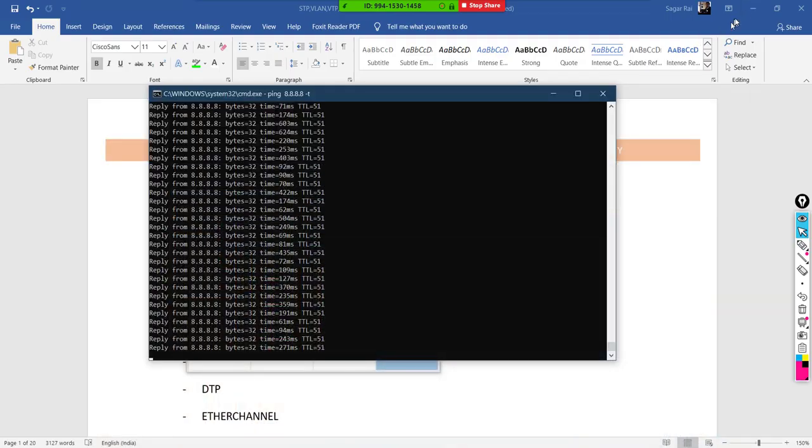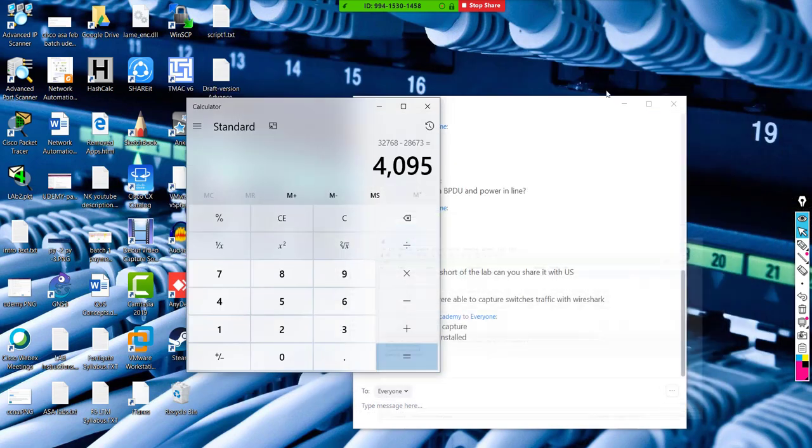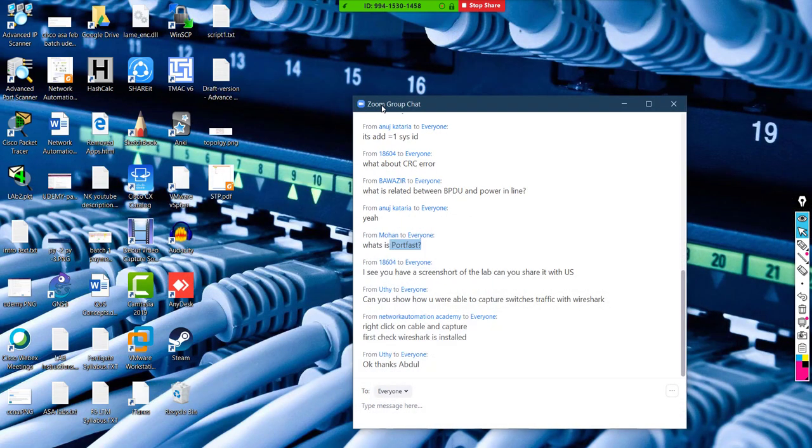Hey Sagar, one quick question. Yes. So you can't change port priority numbers when manipulating which port goes into forwarding and which port goes into blocking. So basically the port priority numbers remain fixed, because the numbers that get stacked up, it's something which gets fixed.